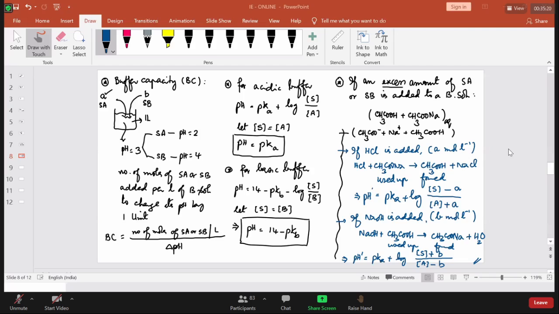Tell me, what's the doubt in the examination? Tell me, no problem. Saduddin Owaisi, please tell me. What's the doubt? Conceptual doubt or numerical doubt?